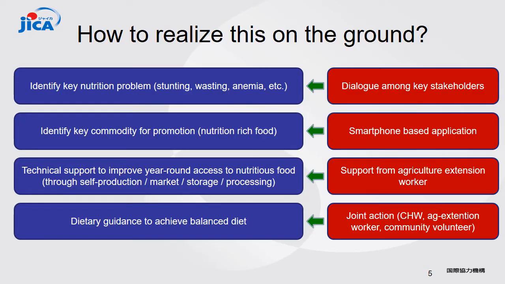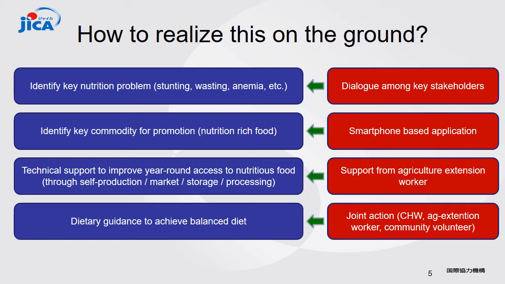Okay, now the issue is how to realize the concept on the ground level. For this purpose, we consider four steps. It starts from identification of a key nutrition problem, such as stunting, wasting, anemia, or other. This process is done through a dialogue among key stakeholders. Once we agree on the key nutrition issue, then we discuss the key commodity for nutrition improvement. This process is supported by a smartphone-based application. The concept is to apply a food composition table to select the key commodity.